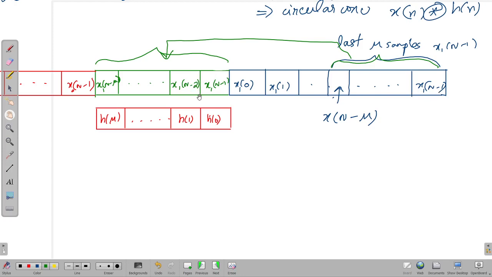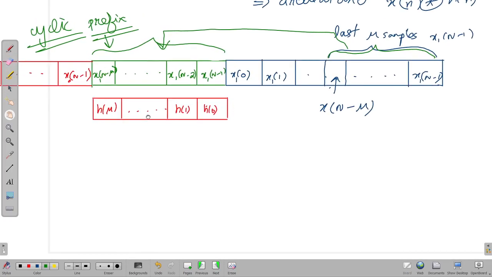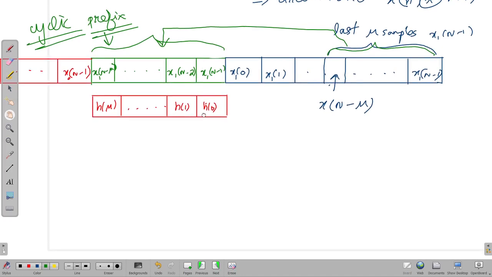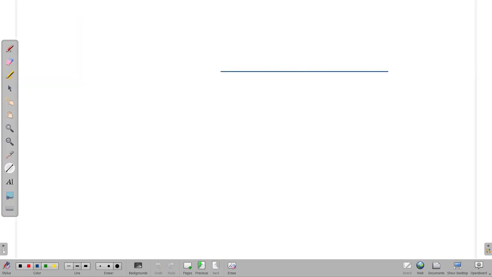So I am adding it as a prefix. Okay, I have added this as a prefix, and it is cyclic in nature. We'll see that it is cyclic in nature. It makes the linear convolution into cyclic convolution. It makes it a cyclic nature. And let me draw another diagram. It will make it more clear for you.